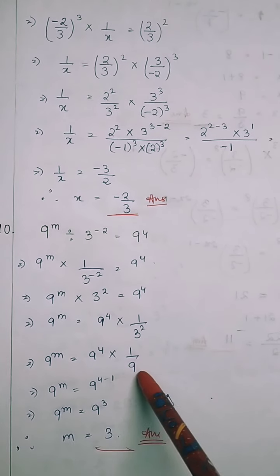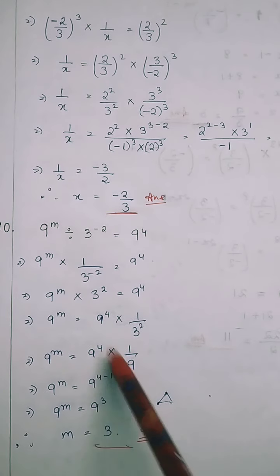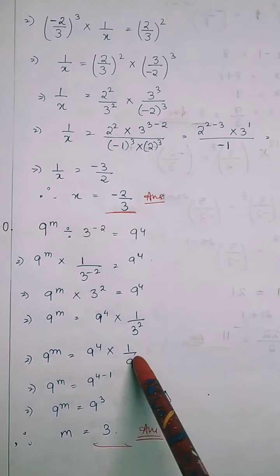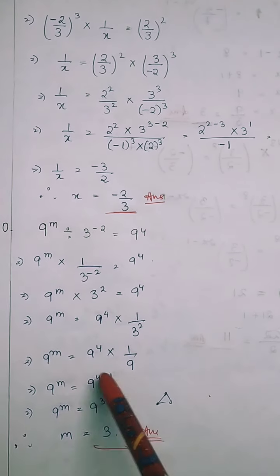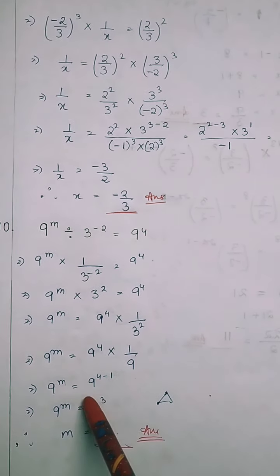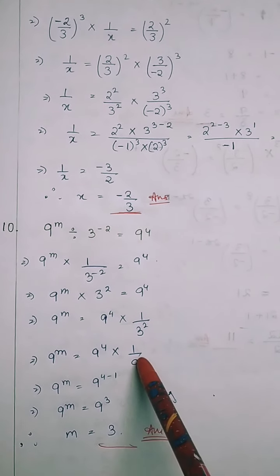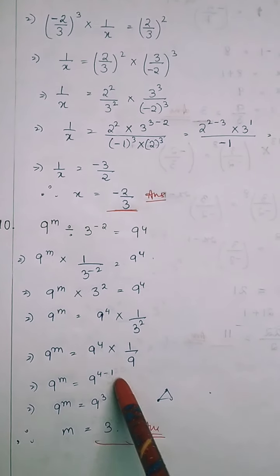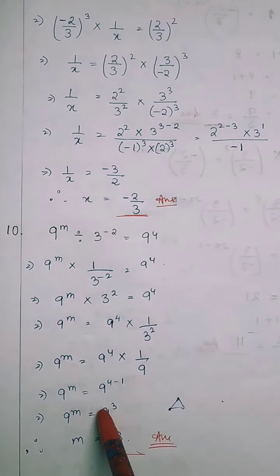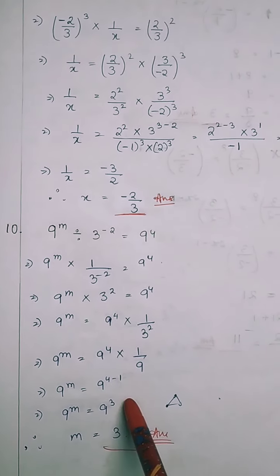Okay, so now, as we know, whenever the same numbers are divided with different powers, then the powers will be subtracted. So when it comes to the numerator, the power will become 9 to the power 4 minus 1. Okay, here there was 1. 1 will come to the numerator, it will become minus 1. So 9 to the power m is equals to 9 to the power 4 minus 1 will be 3. So 9 to the power 3.